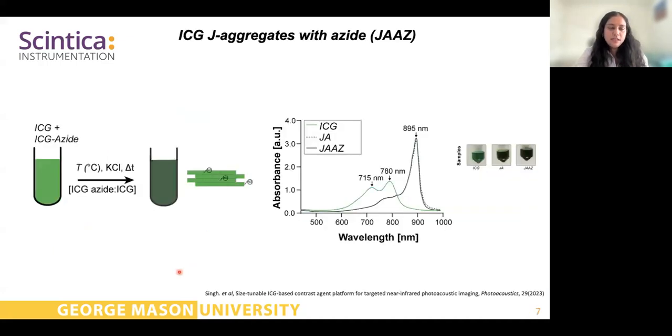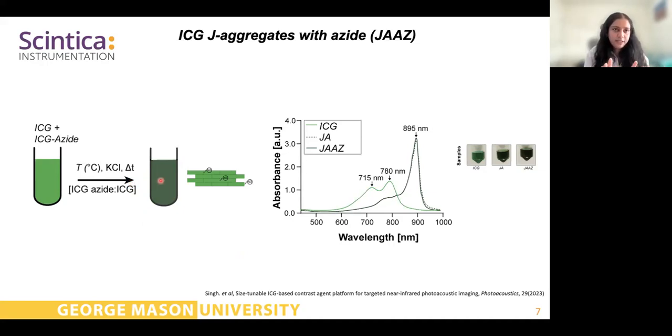So this is where my work comes in, when we prepared ICG J aggregates, but we added another ingredient to it, which is azide-modified ICG. And I will tell you the importance of the azide groups later. But basically, we took ICG, the monomeric dye, along with ICG azide, and in the monomeric solution, we incubated these two dyes at different temperatures, salt concentrations, and varying times, with various ratios of ICG azide to ICG. All of the details on this are given in the publication linked in the presentation.